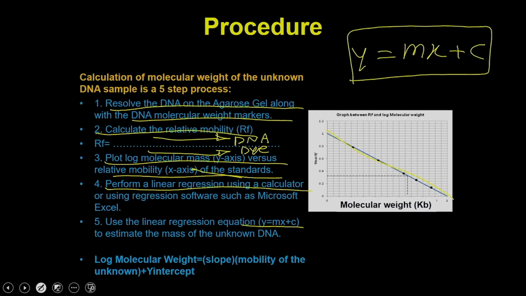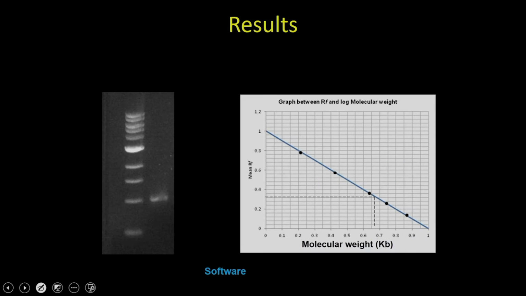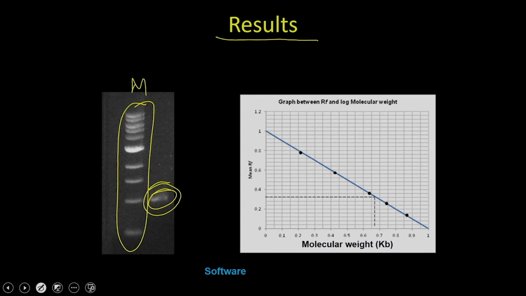That equation can be used to calculate the molecular weight of your unknown sample, which means if I have the RF value of this, I can go the conventional way of going with the intercept, calculate the log molecular weight, and then easily calculate the molecular weight by taking the anti-log. So, what will be the result? The result in this assay is that you have first run the sample with the molecular weight marker, and this is your sample. So, you can simply calculate the RF value for these molecular weight markers and calculate the molecular weight of your unknown samples.